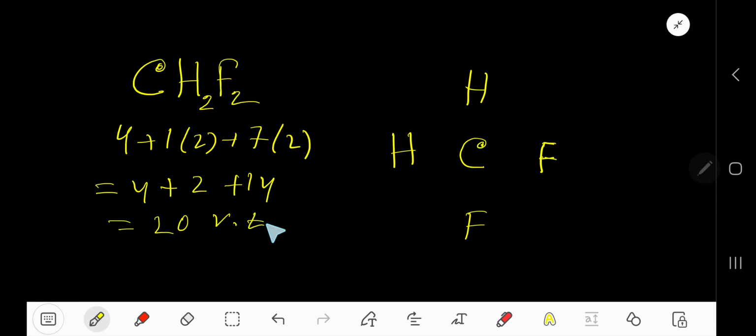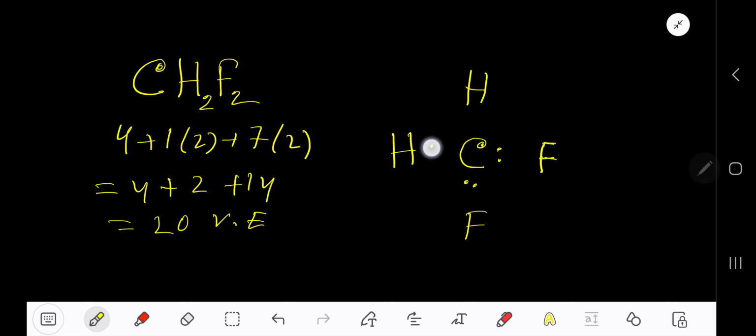valence electrons. These 20 valence electrons will be used to connect these 5 atoms together, and to satisfy the octet and duet of the atoms attached to the central atom. Carbon is the central atom because it is least electronegative. Hydrogen is always considered an outer atom. Let me connect these atoms.